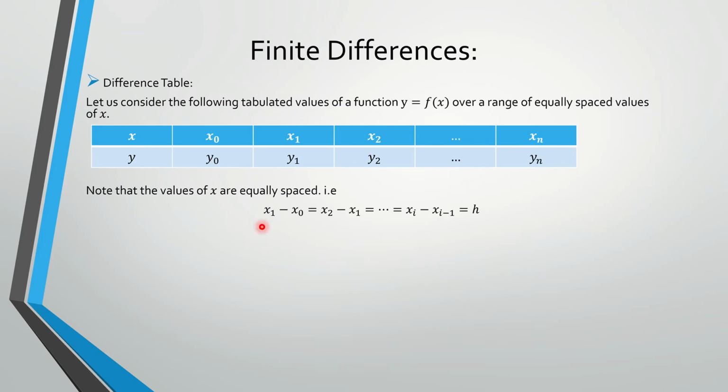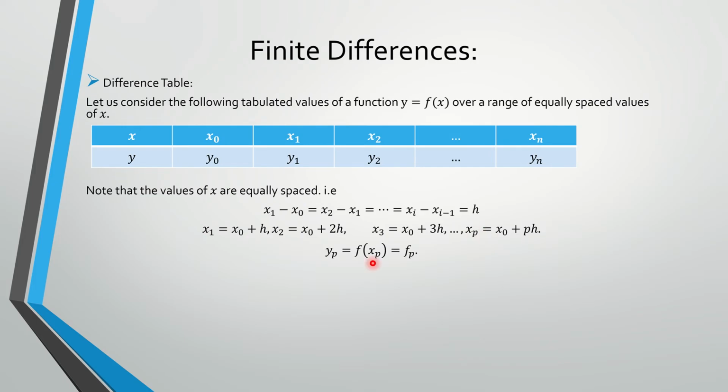So what I mean is that x1 minus x0, x2 minus x1, up to xn minus x(n-1), all of them should be of the same width, so we'll replace that by h. And for that purpose, we can say that x1 could be written as x0 plus h, x2 could be written as x0 plus 2h, and so on. Generally, we write xp equal to x0 plus ph.